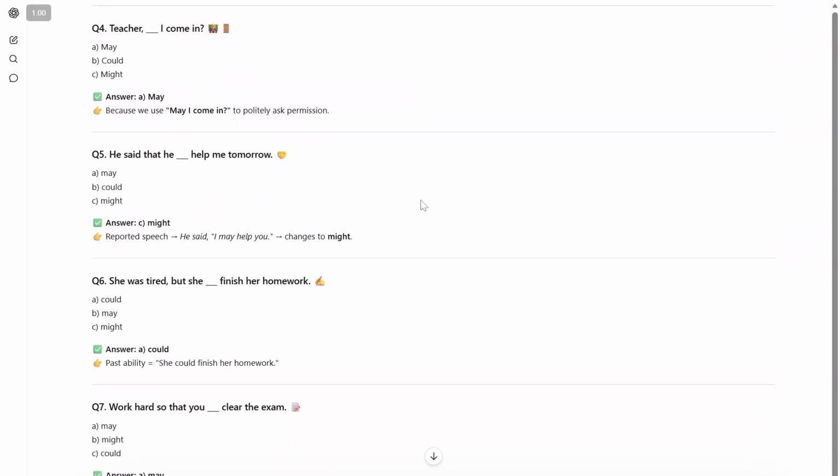Q5, he said that he help me tomorrow. A may, B could, C might. Reported speech: he said I may help you, changes to might. Q6, she was tired, but she finished her homework. A could, B may, C might. Answer, could, past ability equals she could finish her homework. Q7, work hard so that you clear the exam. A may, B might, C could. May, purpose, present, future, use may.